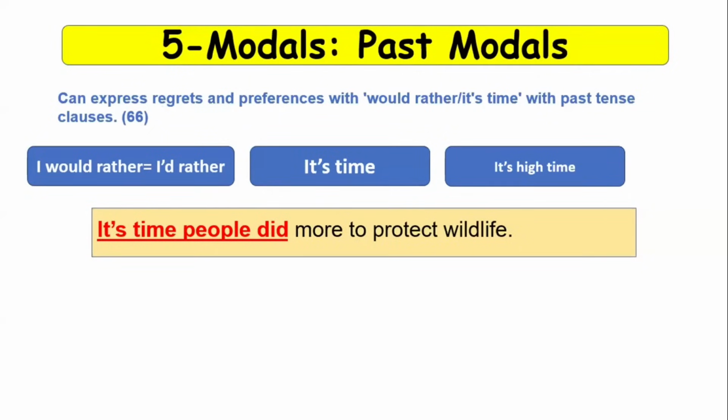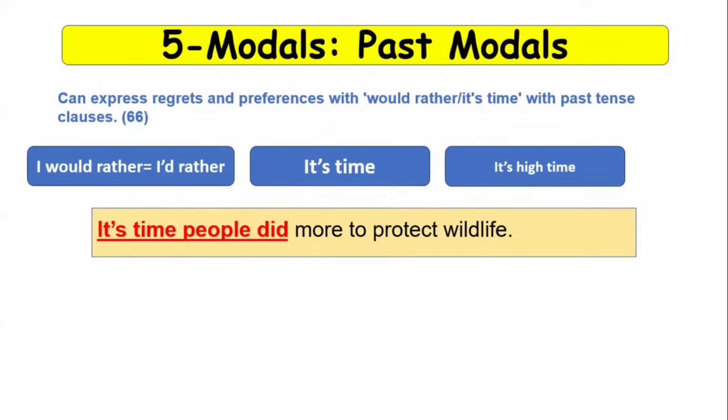What does it mean؟ يعني حان الوقت إنه الناس يقوموا بفعل شيء لحماية الحياة البرية. Notice here that we're using did in the past. I cannot say it's time people do more to protect wildlife. I can never say this because the situation is not real and you want it to be like this. So what is the real situation now is that people are not actually doing anything to protect the wildlife and we want them to do.